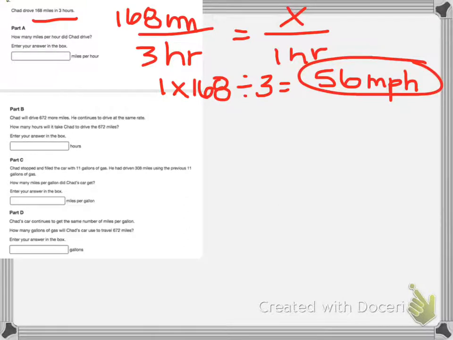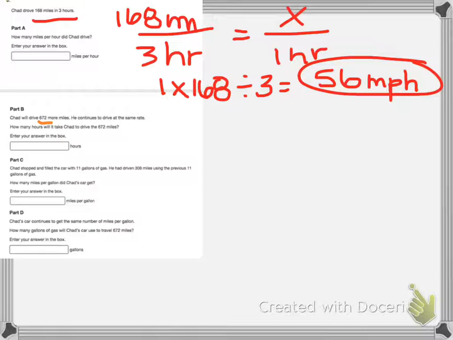Part B, if we move on, says that Chad will drive 672 more miles. He continues to drive at the same rate. How many hours will it take Chad to drive the 672 miles?